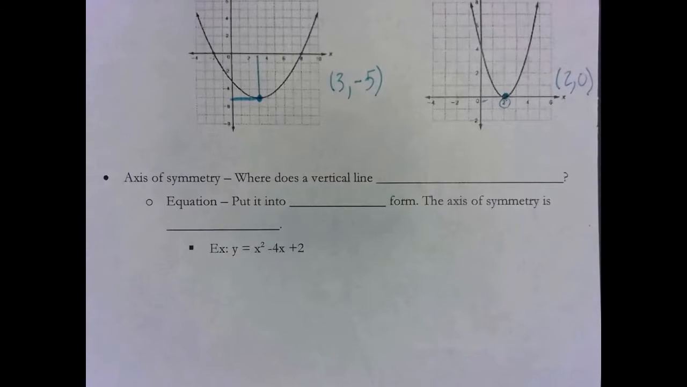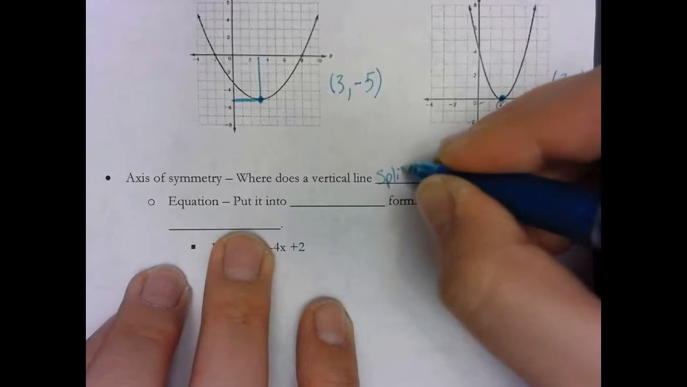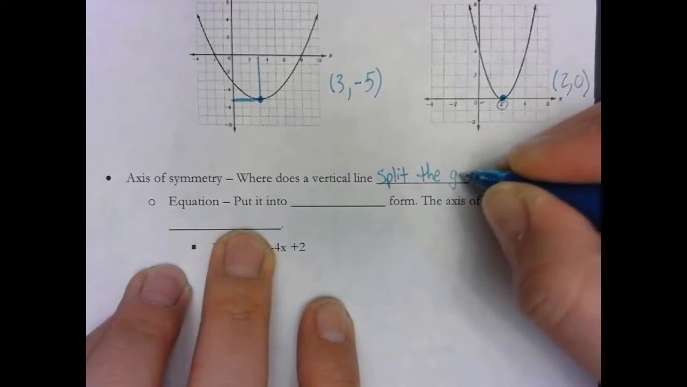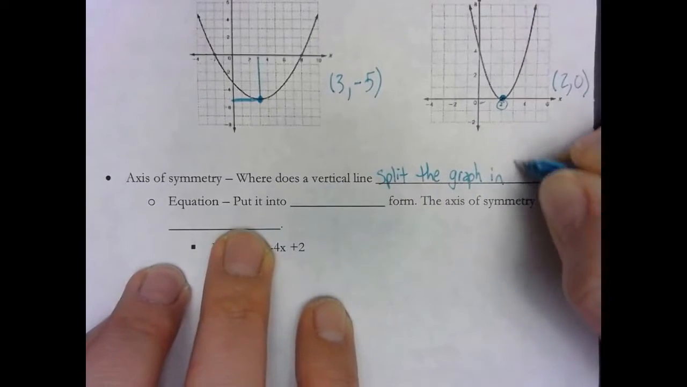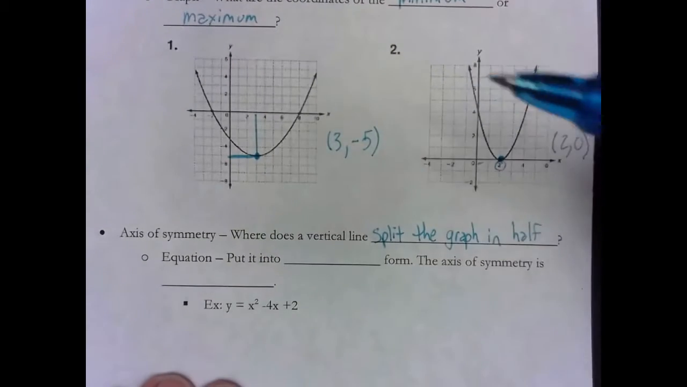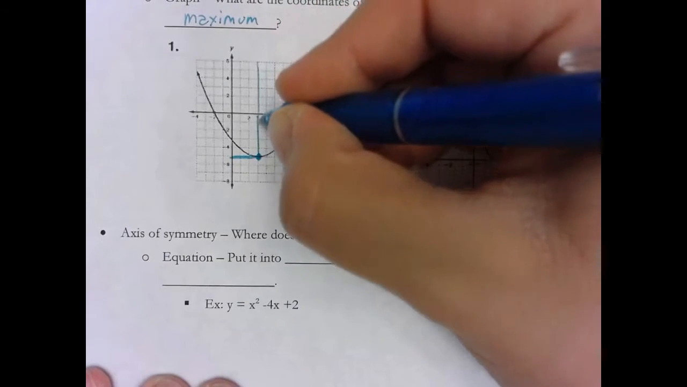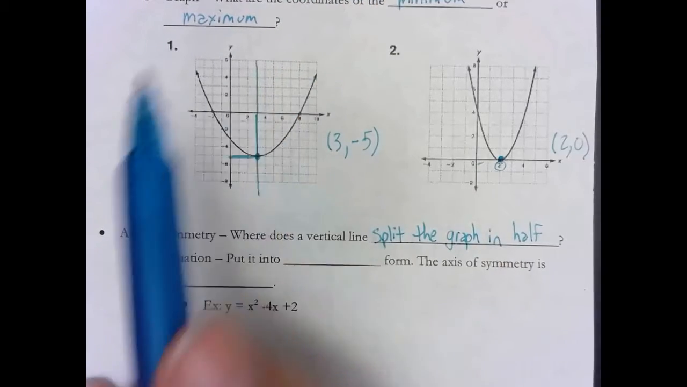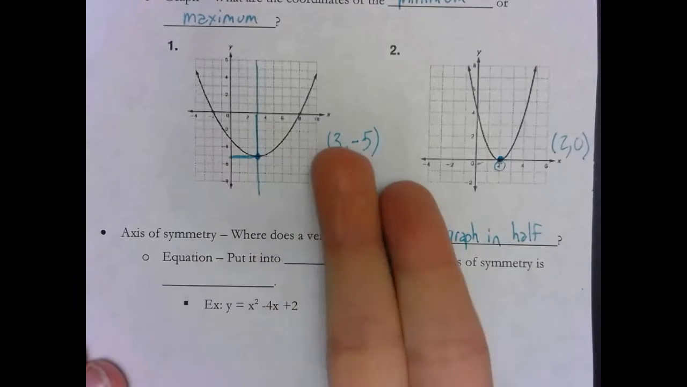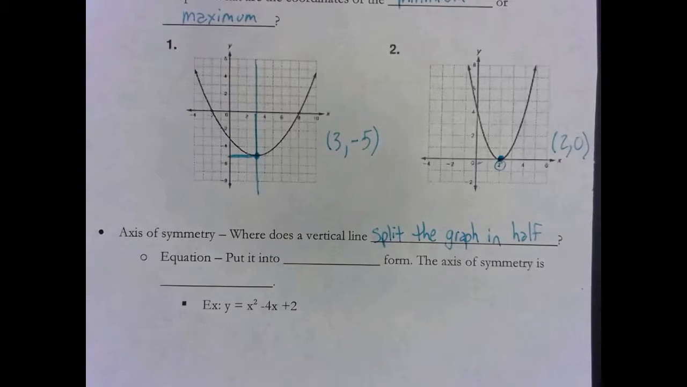All right, axis of symmetry. Ask yourself, where does a vertical line split the graph in half? In other words, where could I draw an imaginary line and have it look like a mirror on either side? So like right here for this graph, notice the left side just looks like a flipped version of the right side. It just flips over this axis.